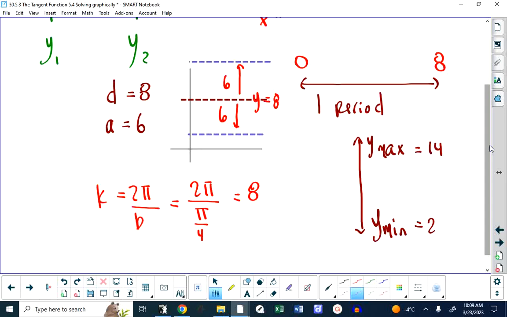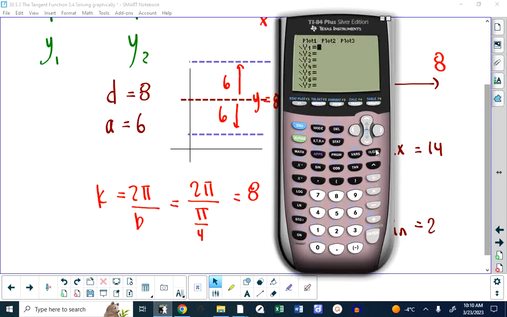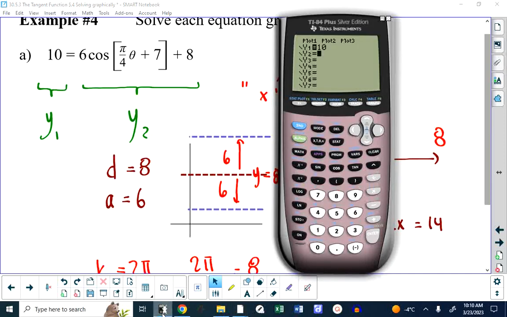All right, let's do it. So I am entering for y1, 10, and I am entering for y2, 6 cosine. Now, I'm not going to enter pi over 4 times x. I'm going to enter pi x divided by 4. Let me just type down here what it would look like if I entered pi over 4 times x. These are the same thing. They're the exact same thing. But doesn't this look like I'm dividing by 4x? It does to me visually. I see divided by 4x. And that's why I don't like it.